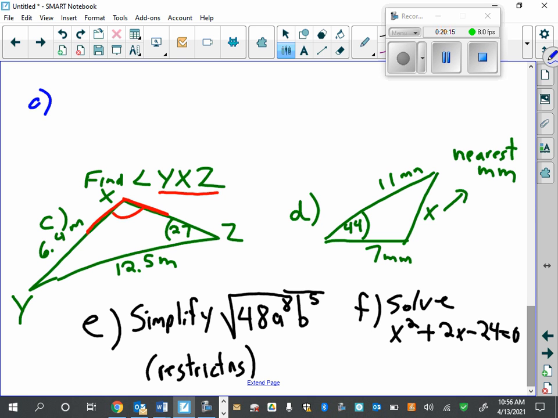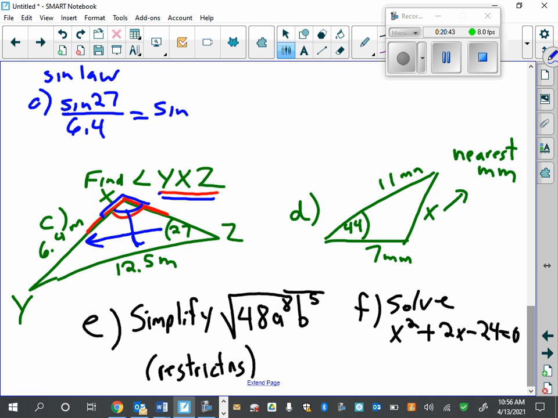C is sine law. What does sine law say? Well, we just did one. It's sine 27 divided by the side across from it equals sine of the angle we're trying to find. And this red one, Y, X, Z, we go from Y to X to Z, that's the angle that we're talking about. So we're going to find this one. I'm just going to call it angle x. So sine of x divided by 12.5. Cross multiply and work sideways, even though I don't like that. That's all I got for space. 22.